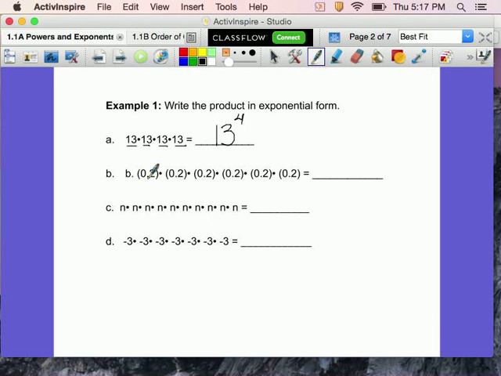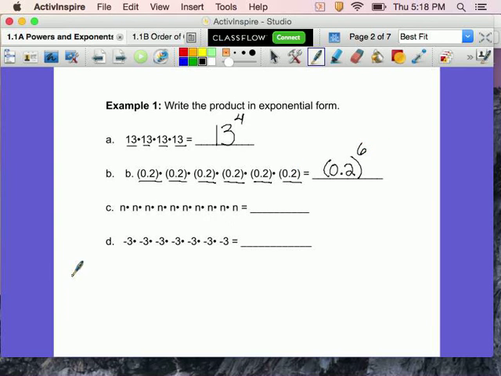And then the next one, I count how many factors I have. 1, 2, 3, 4, 5, 6 factors. Now this has 0.2, and that's 3 different symbols for one number, 2 tenths. So when you're writing your base, we want to group all those symbols. All of those symbols were repeated 1, 2, 3, 4, 5, 6 times, so it's an exponent of 6.